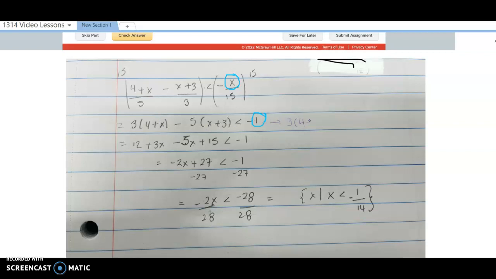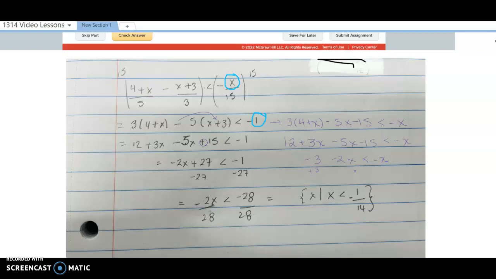Let's see, so 3 times 4 plus x minus 5x minus 15. That should have been less than negative x. So then when you distribute, 12 plus 3x minus 5x, let's see here. When you have a negative multiplied by a positive, that should have also been a negative, less than negative x. So that would have been negative 3 minus 2x is less than negative x.